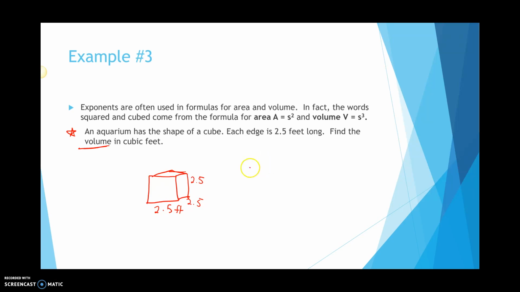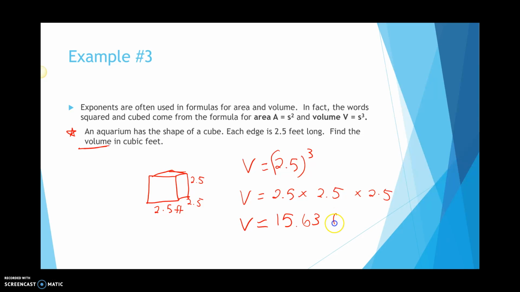So how we'd solve this is volume equals 2.5 raised to the third power. When we multiply that out, 2.5 times 2.5 times 2.5, our volume is going to be 15.63 feet cubed, feet to the third power. And that would be my final answer there for volume.